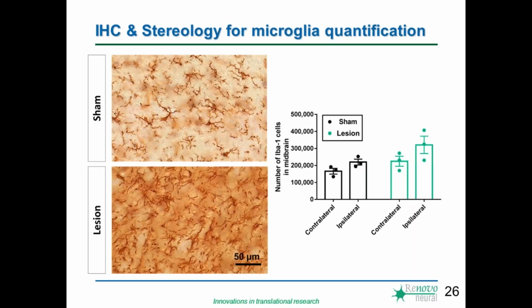In this slide, we see sham and lesion rats with IBA1 staining that visualizes microglial cells in a small pilot study. The total number of IBA1 positive microglia in midbrain is quantified in the ipsilateral and contralateral side of the lesion. And we can see that after the toxic insult, there are somewhat more microglial cells present in midbrain on the injected side versus the contralateral side, suggesting an increase in microglia proliferation.